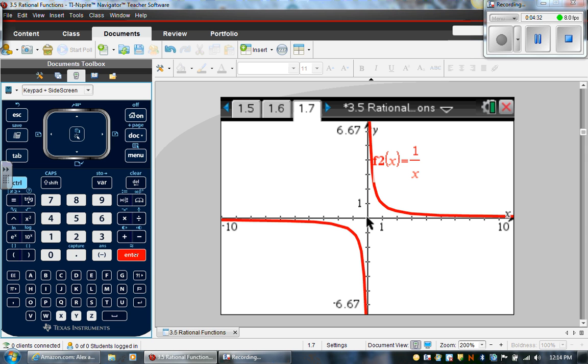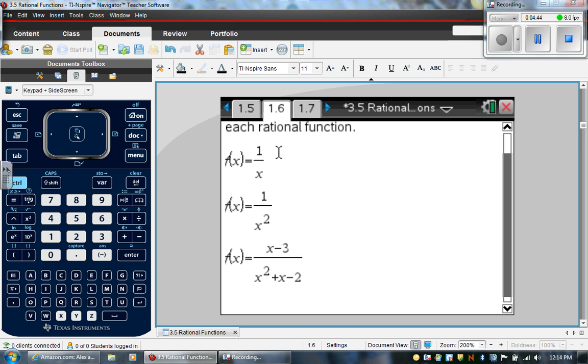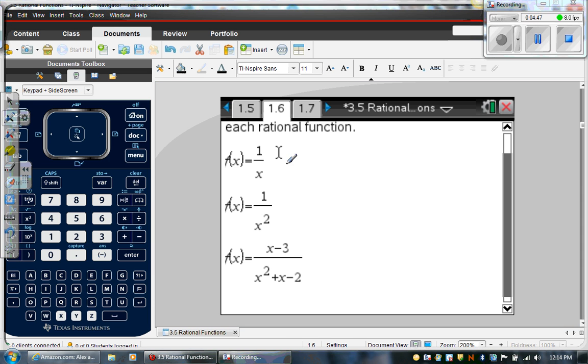And here's my function. So it looks like I have a vertical asymptote that runs along the y-axis. Okay. So the domain for this one is going to be from negative infinity to 0, but not including 0. That's the value of x that we're excluding because that's the value that makes the function undefined. Okay.